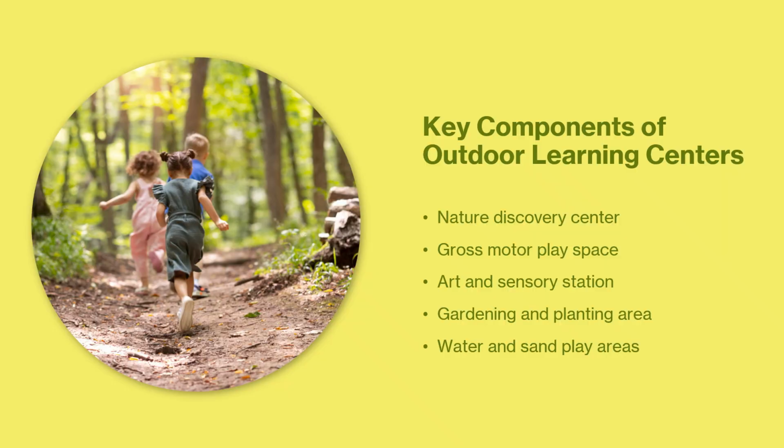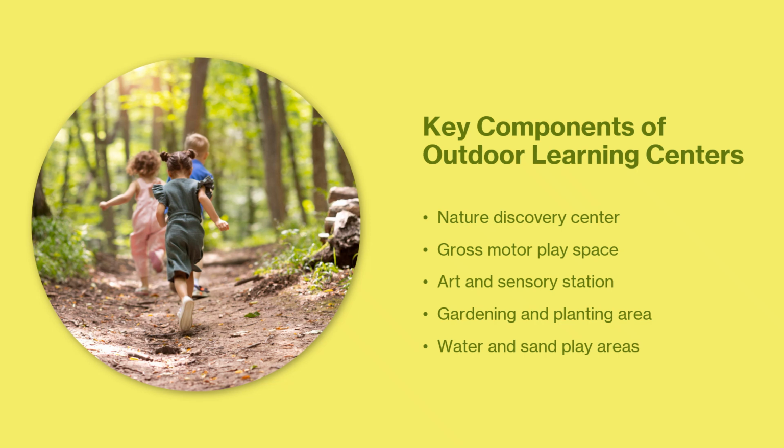Outdoor learning spaces typically include several centers that mirror indoor learning but take advantage of nature. A nature discovery center might include tools like magnifiers and bug boxes to study plants and insects. Gross motor play spaces feature equipment such as climbing structures, balance beam, or open areas for running and jumping. Art and sensory stations allow exploration using natural and recycled materials.